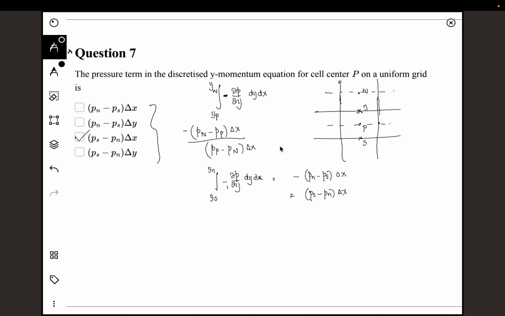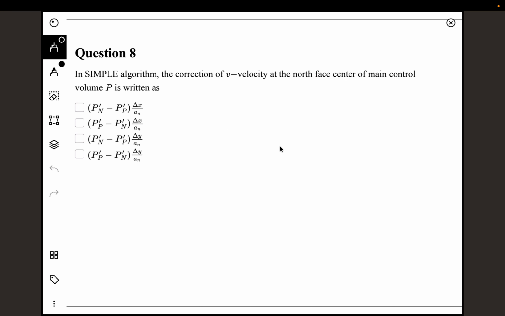In the SIMPLE algorithm, the correction for v velocity at the north face center of the main control volume P is written as. At the north, so this says that you do the discretization at the north face center. So this is my north face center. So I will be doing discretization across this. Okay. So this is again, you have a del P term.